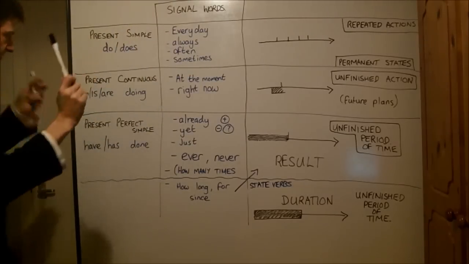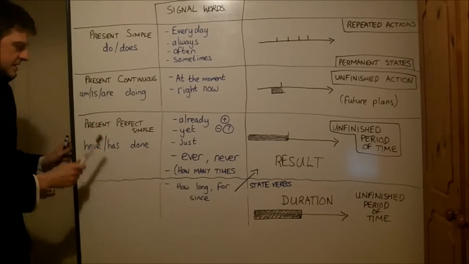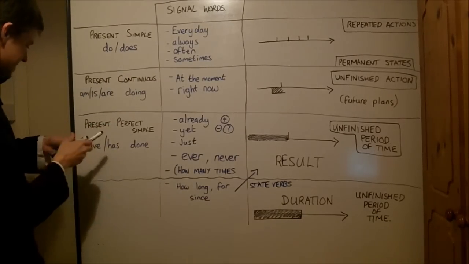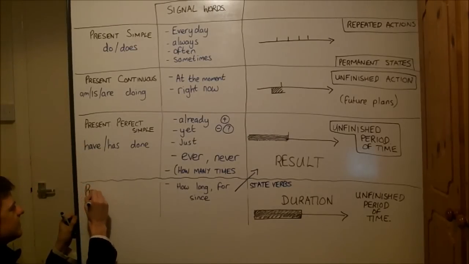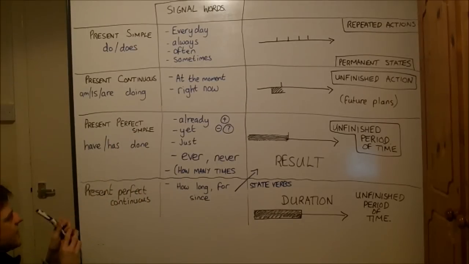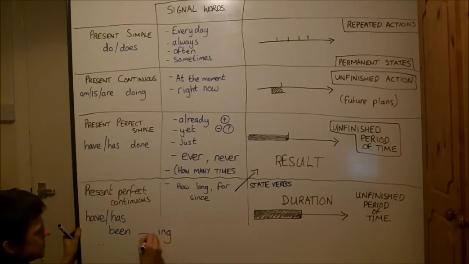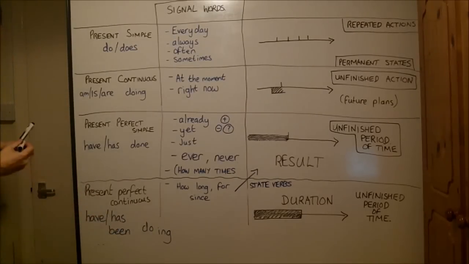We're going to look at present tenses: present simple, do, does; present continuous, am, is, are, doing; present perfect simple, have and has done; and I've forgotten to write at the bottom, present perfect continuous, which is a very difficult tense. It's very similar to present perfect simple. In fact, sometimes both forms are possible with certain verbs, and it's have or has been doing, have been doing, have been going, have been playing, or has if it's she.